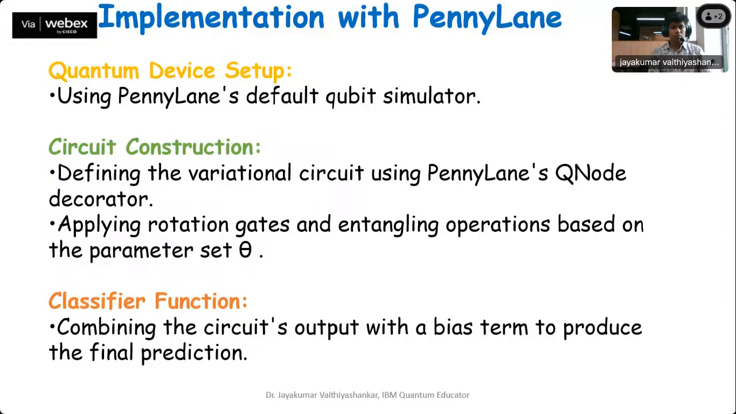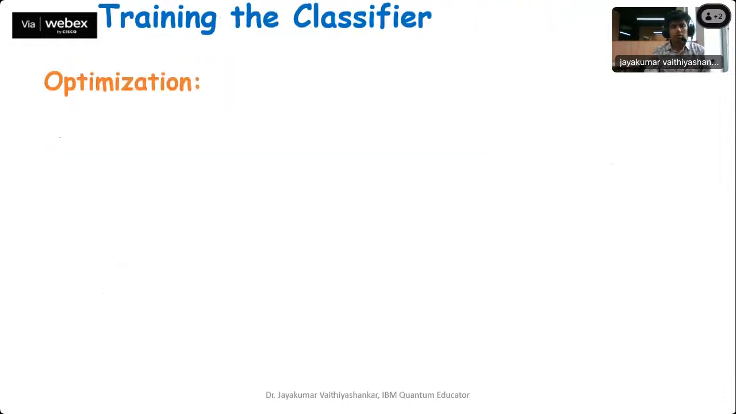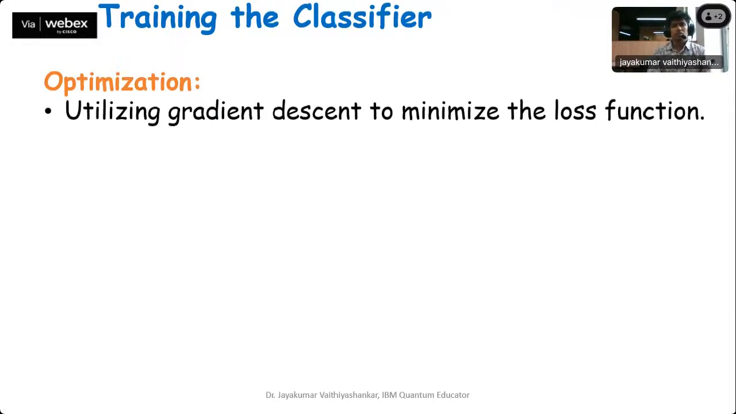Then what do we need to do? We need to use the classifier function. Each time we need to compute the circuit output and the bias it produced. If there is any deviation, you need to refine your circuit. The first part is optimization. You can use the gradient descent method, which is already used in classical machine learning, with the same function to minimize the loss function.